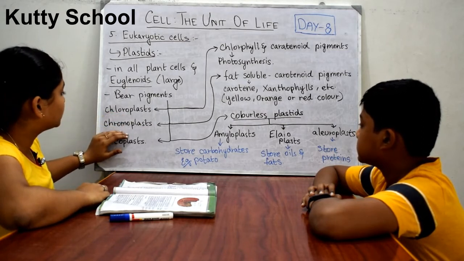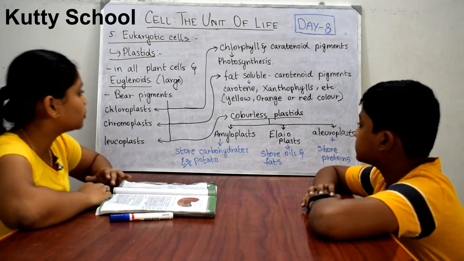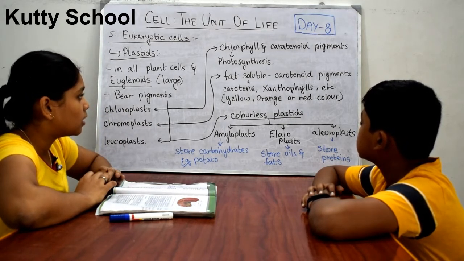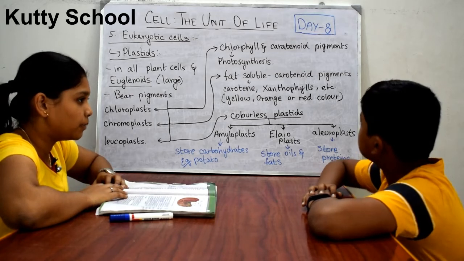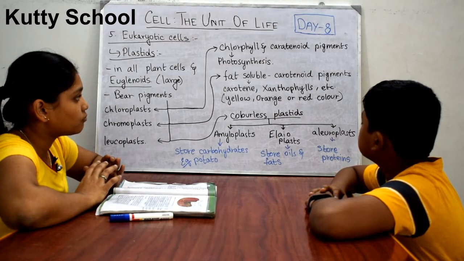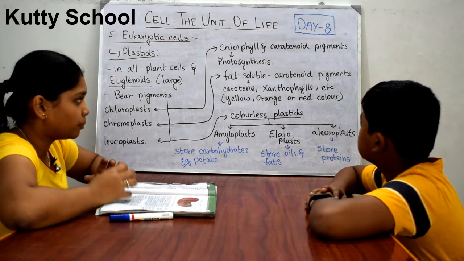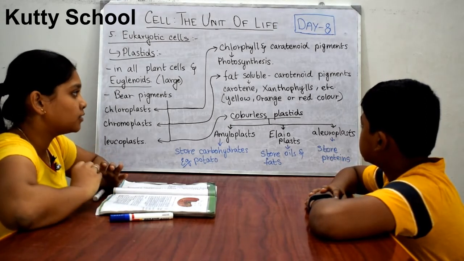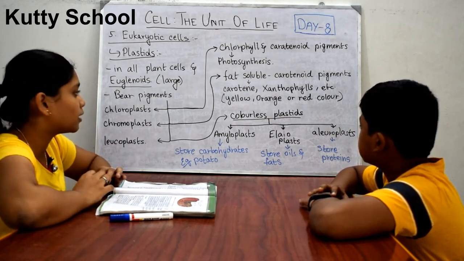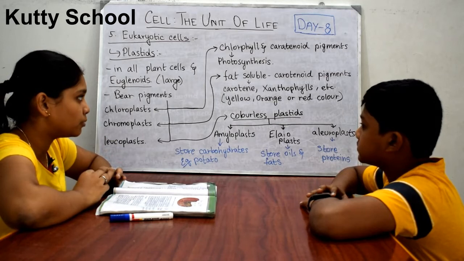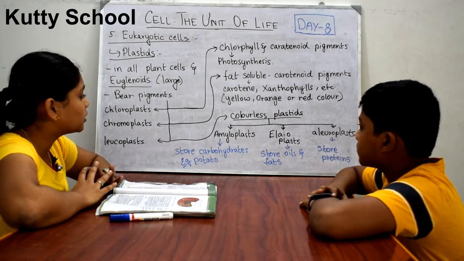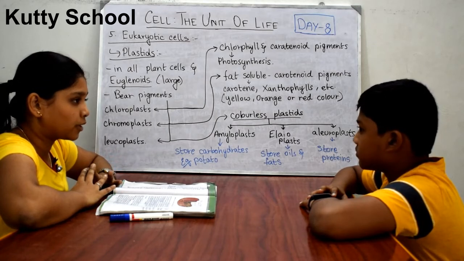Next, chromoplasts. These chromoplasts contain fat soluble pigments, the carotenoid pigments like carotene, xanthophylls and so on. These cells contain carotene pigment and xanthophyll pigment, which are altogether known as carotenoid pigments. This gives color like yellow, orange or red.